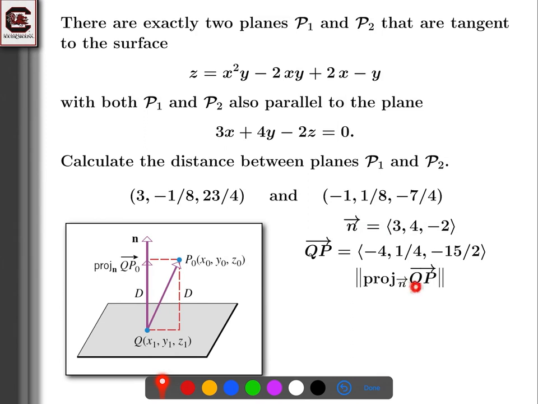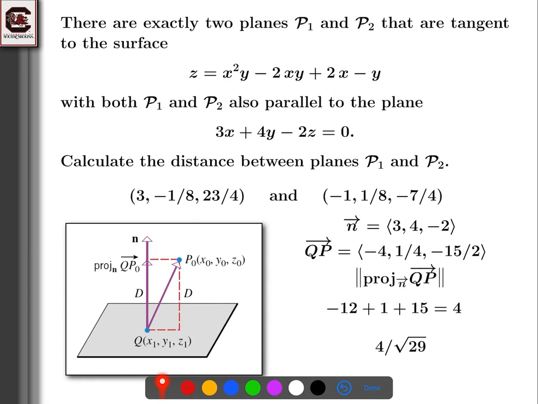And to remind you, that means I take the absolute value of the dot product of these two vectors, QP and N, and I divide by the length of the vector N, the vector you're projecting onto. So what is the dot product of QP and N? It's -12 plus 1 plus 15. So it's -12 plus 16, or 4. And I want to divide that by the length of the vector N. The length of the vector N is, we have 9 plus 16 plus 4 here. That's going to be 29. You want the square root of that for the length of N. So the answer is going to be 4 over the square root of 29.